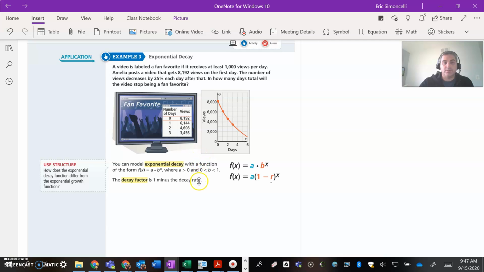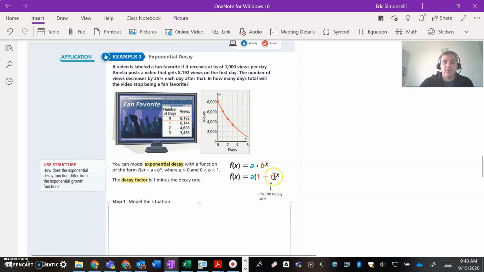All right, we've talked about exponential growth, but let's now talk about exponential decay. You can model exponential decay with a function of the form, again, y or f of x, same thing, equals a times b to the x, where a is greater than 0, but b is between 0 and 1. You can see the equation again reflected here. This is different now because we're not adding, we're subtracting the r value. Everything else is the same. The decay factor is 1 minus the decay rate.